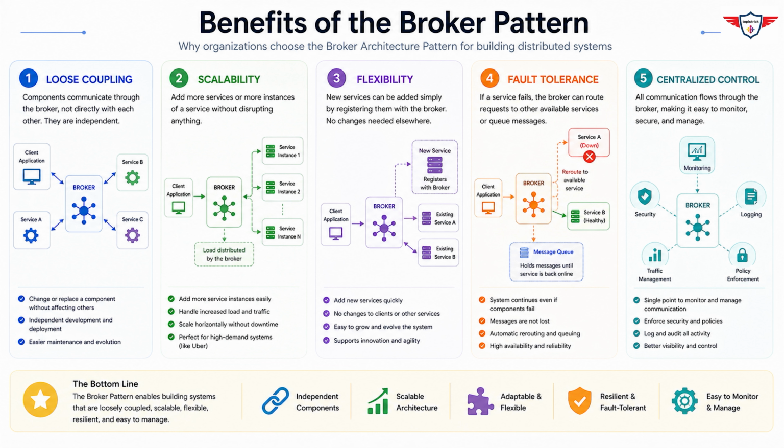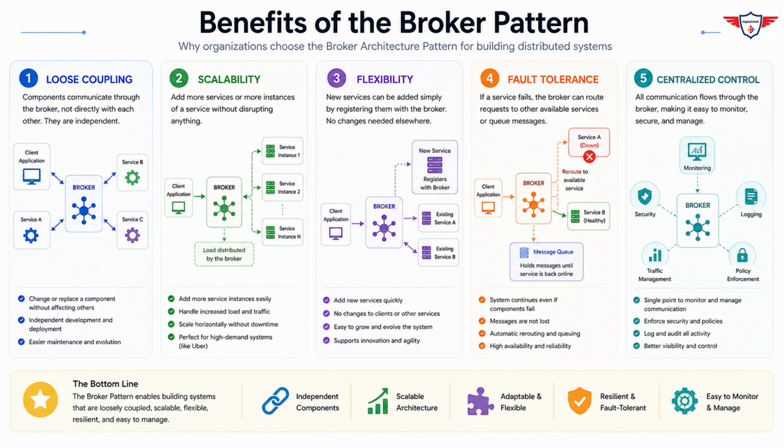The fourth benefit is fault tolerance. If one service goes down, the broker can route requests to other available services. Some brokers can also hold messages in a queue until the recipient service comes back online, ensuring that no data is lost. The fifth benefit is centralized control. Because all communication flows through the broker, it is much easier to monitor what is happening in the system, enforce security policies, log activity, and manage traffic.